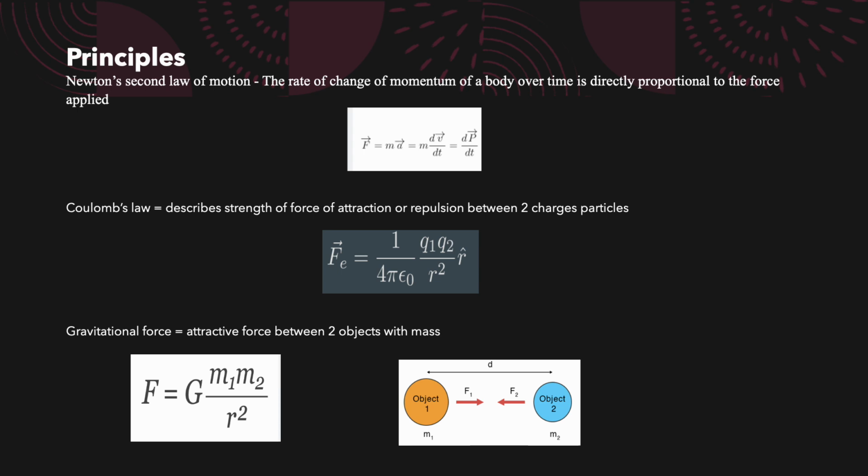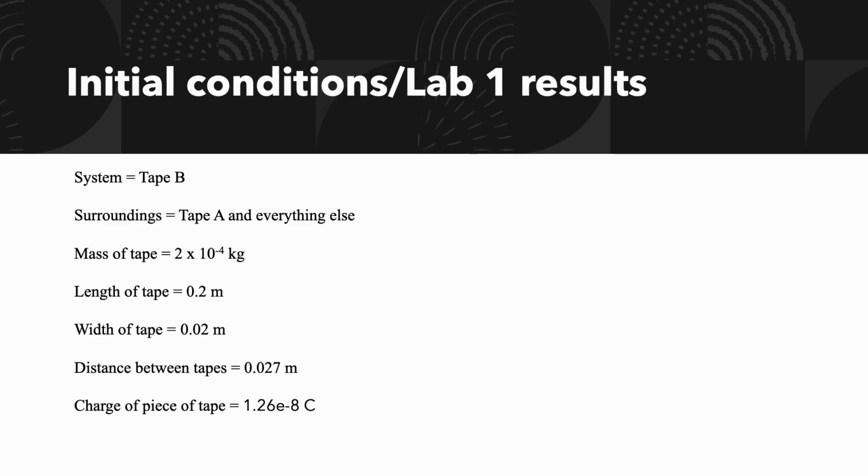So F is equal to negative G times m1 times m2 divided by r squared, where G is the gravitational constant, m1 and m2 are the two objects with masses, and r is the distance between the two objects. Next are the initial conditions, the lab 1 results.